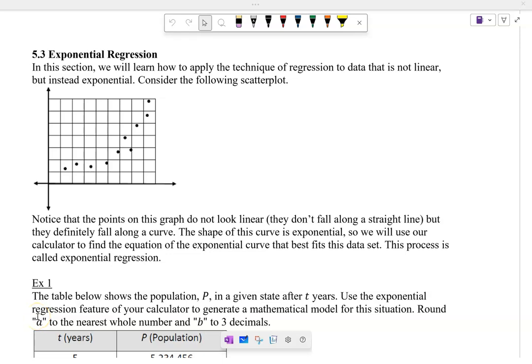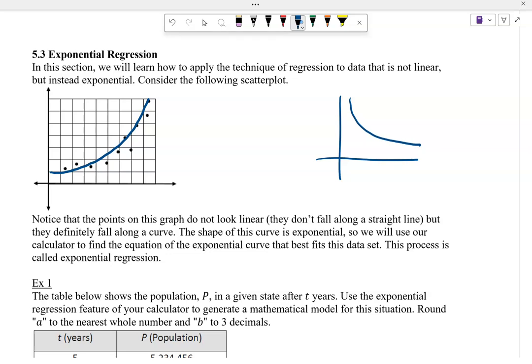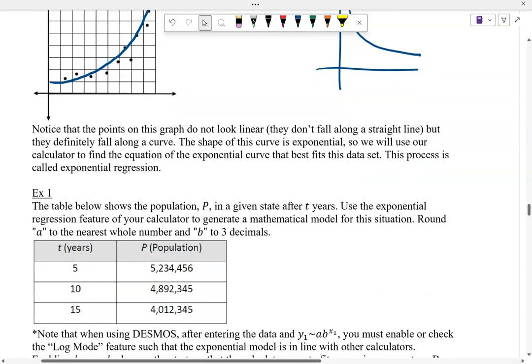Let's take a look at exponential regression. So last time we talked about linear regression. Now we're going to do exponential. That's when it follows an exponential growth pattern. See the curvature to that data instead of a straight line, right? Or maybe it follows an exponential decay pattern where it curves and decreases exponentially, right? Exponential decay. So let's go ahead and do an example there.